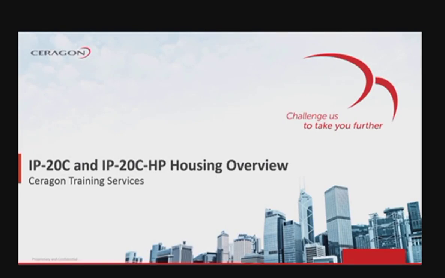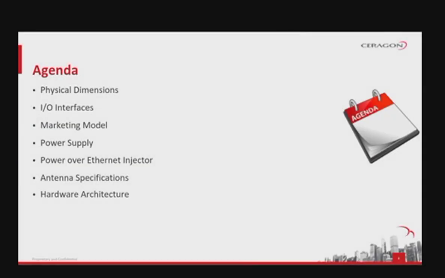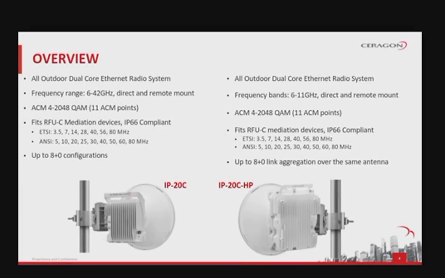This module introduces the hardware specifications for ip-20c and ip-20c High Power R2 version. The agenda of this module will cover the following topics: physical dimensions comparison, available interfaces comparison, marketing models, how to recognize a product by the part number, power supply options, power over Ethernet injector specifications, antenna compatibility specifications, hardware architecture and logical block diagrams. Here's an overview of ip-20c radio specifications for both the classic and the high power version.